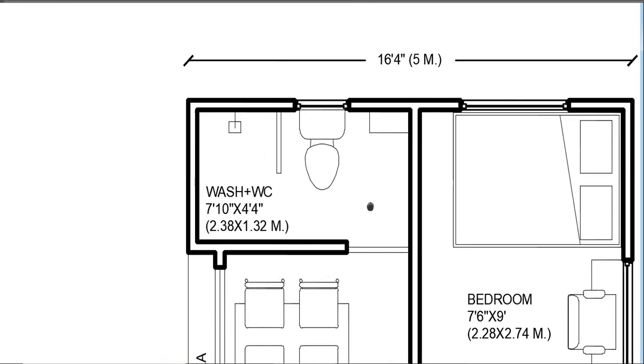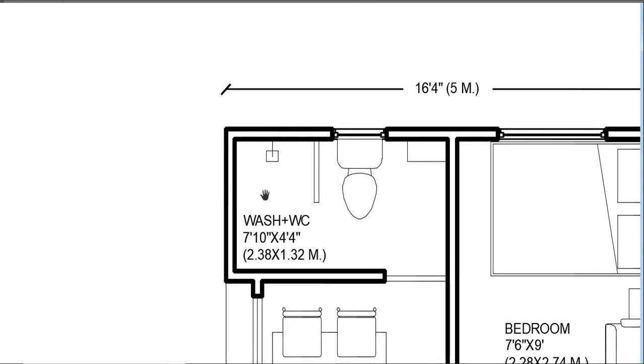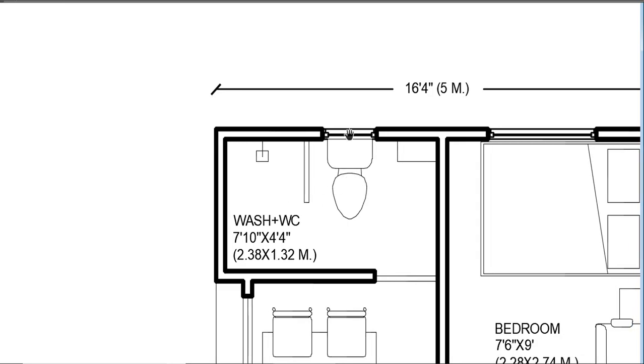And we have a common use washroom plus water closet here. The size of the washroom is 7 feet 10 inches into 4 feet 4 inches, in meter 2.38 into 1.32 meter. You can see here the wash basin, water closet and also shower area. Here you can see the water closet and the shower area both are separate, and we have a ventilator for ventilation of this washroom. So this is the floor plan of the house you are watching on the screen.